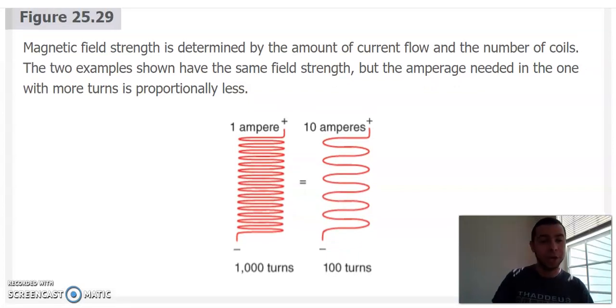And then they go into this little spiel about magnetic field strength being determined by the amount of current flowing through the number of coils. The two examples shown below, the amperage needed in one turns in proportion to the last, and so on. You get the idea. Here's our math once again. You can't escape it, guys. Math is the rest of your life if you want to be an automotive technician.